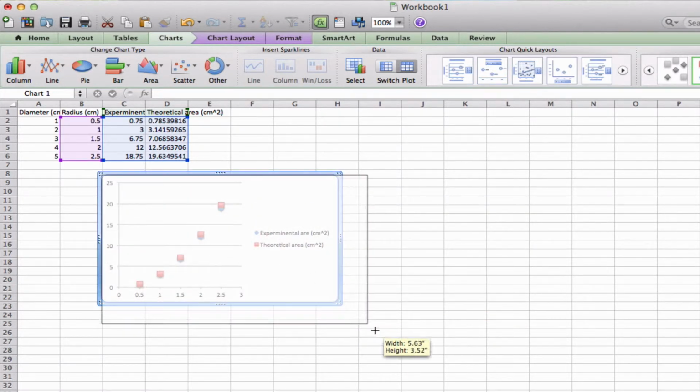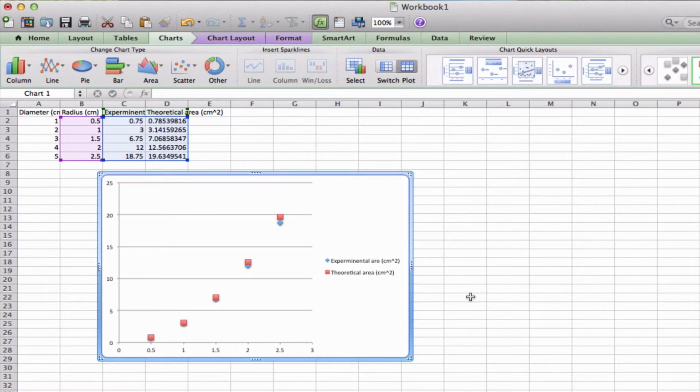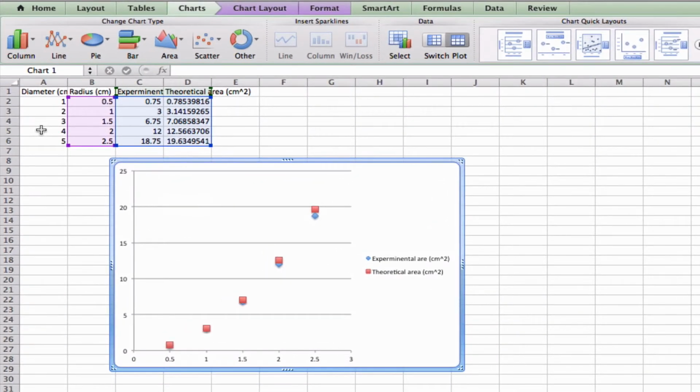So I'm already thinking when I choose my trend line, this won't be linear. And I don't expect it to, right? Because the area is not proportional to radius. The area is proportional to radius squared. So if I did area versus radius squared, I would get a straight line. But area versus radius, I don't. That's not the relationship between those two values.